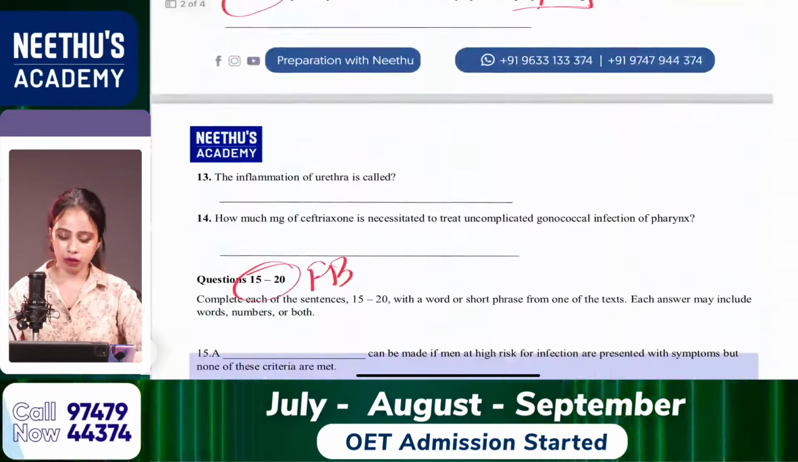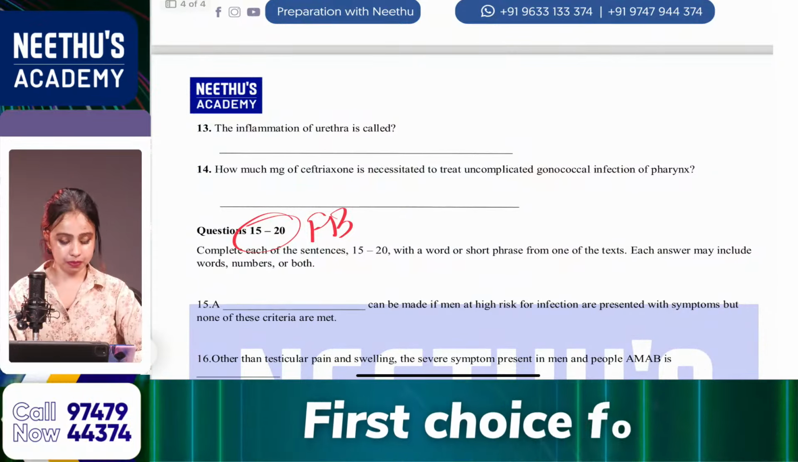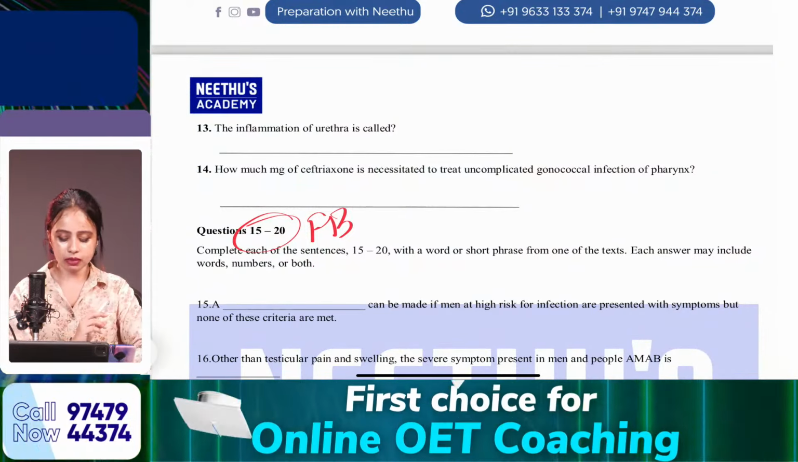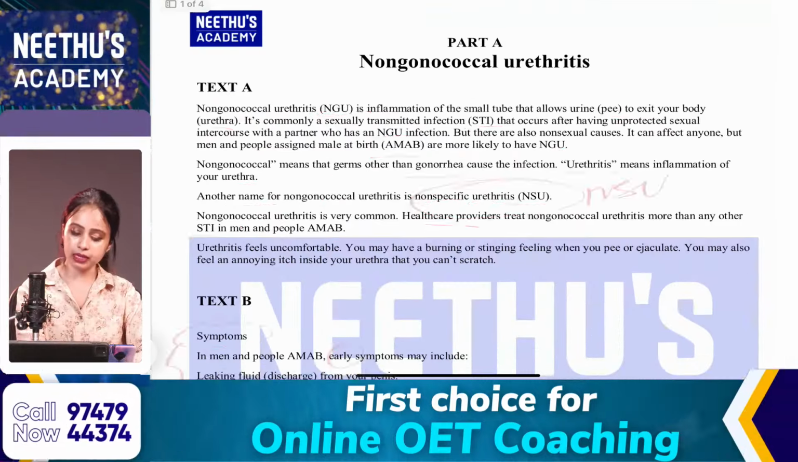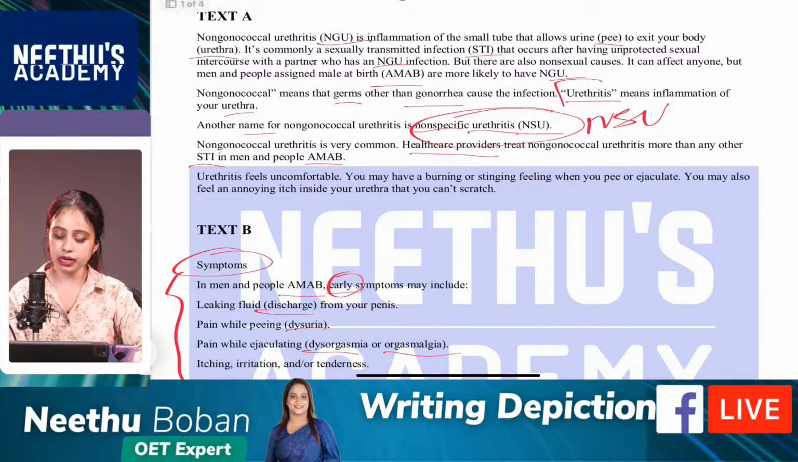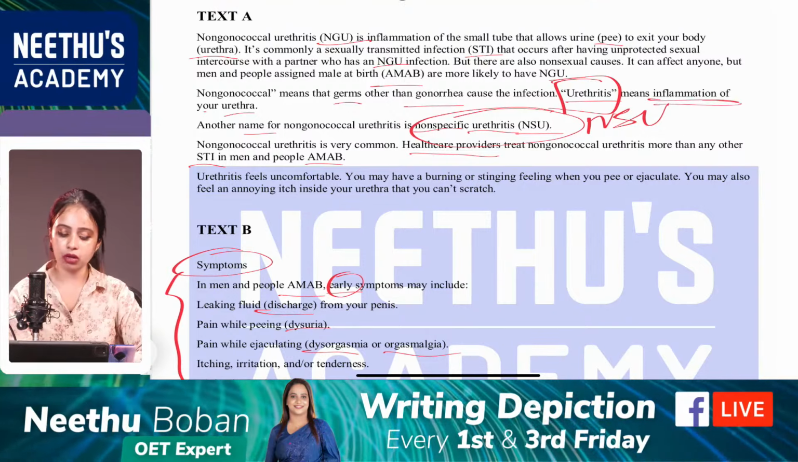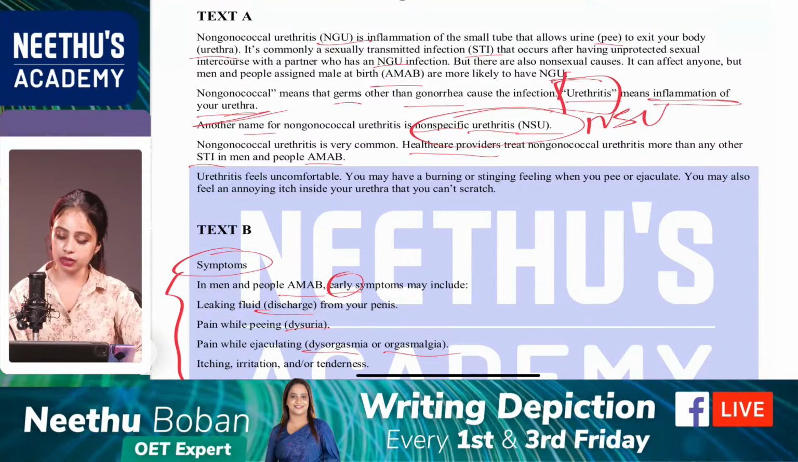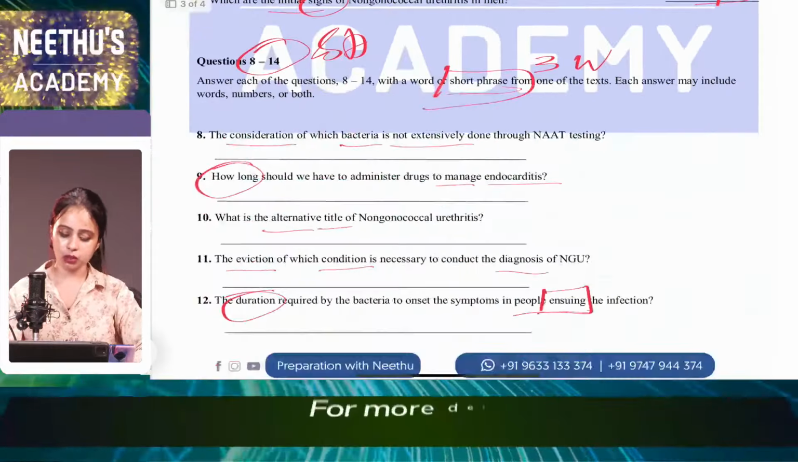The 13th one. The answer is urethritis, from text A. Very easy. So urethritis means inflammation of your urethra. So the answer is urethritis. Very easy question.